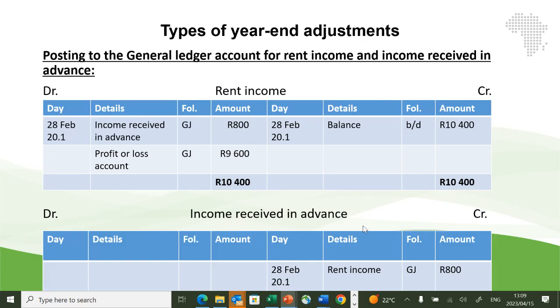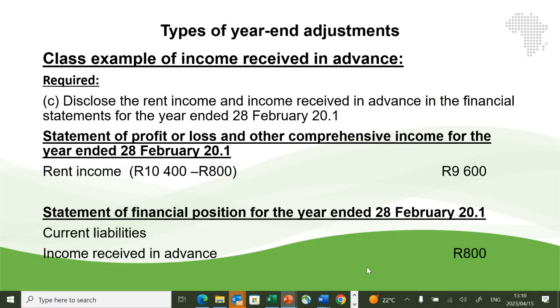Income received in advance will be credited by what was debited. What did we debit? We debited rent income. Then let's go now. You are required to disclose or to show in the statement of profit or loss and in your statement of financial position. So we know that income and expenses go to your statement of profit or loss. So here we are dealing with rent income.